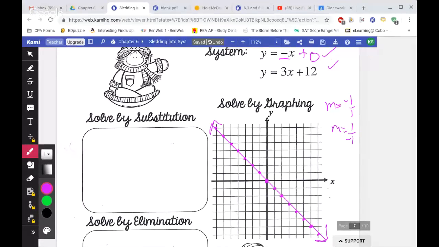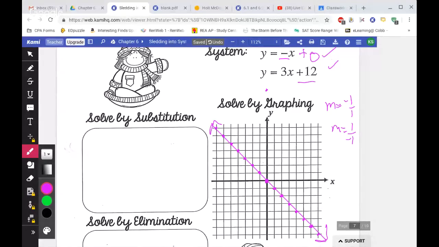All right. On this one, unfortunately, the y-intercept is 12, and I think our graph only goes to about 8. 1, 2, 3, 4, 5, 6, 7, 8, 9, 10, 11, 12. So it would be like way up here.